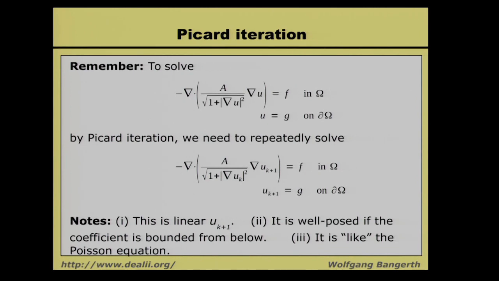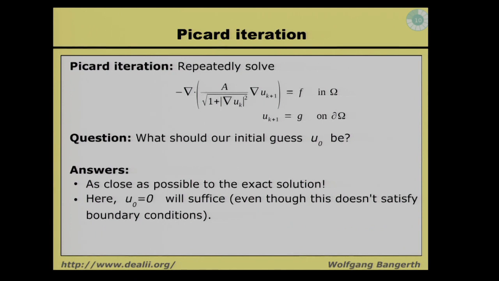So the next question you could ask is, I have this iteration where I'm given u_k and I want to compute u_{k+1}. Well, what do I start with? What is my u_0 when I want to compute u_1? Clearly, we expect that this will converge quickly if I can choose u_0 to be close to the exact solution. But of course, I don't have the exact solution. So in the current case, it will actually suffice if we just use u_0 equals 0.